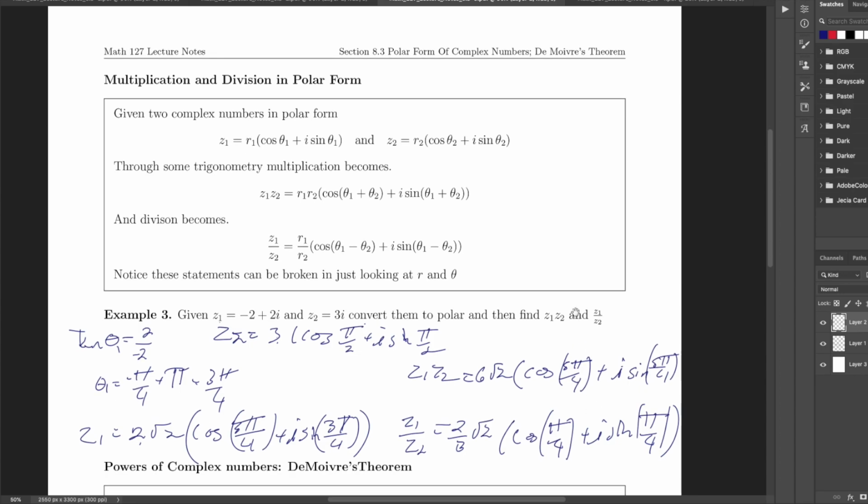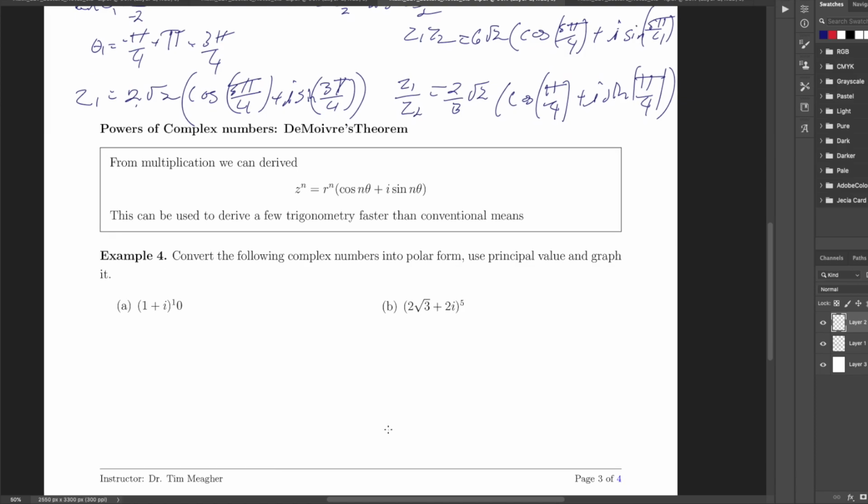All right, let's talk about powers. Oops, somehow this is a typo. Let's go ahead and cross it out. That should be the power of 10 instead of 1, 0. So convert these into polar form and then use the principal value. So go ahead and skip this. This is leftovers from my complex notes because I did borrow some of it.